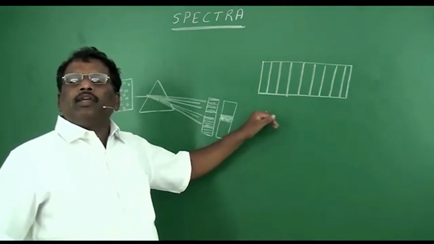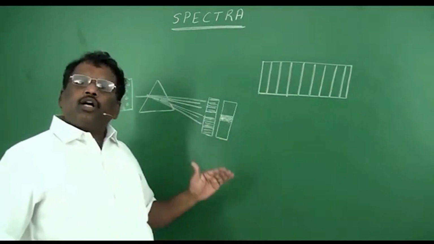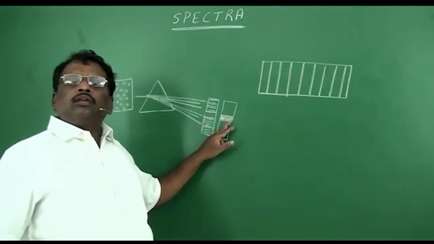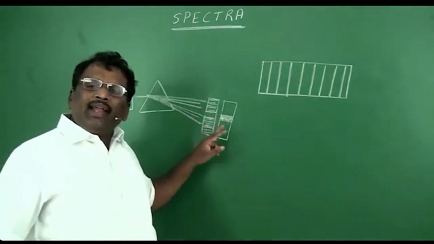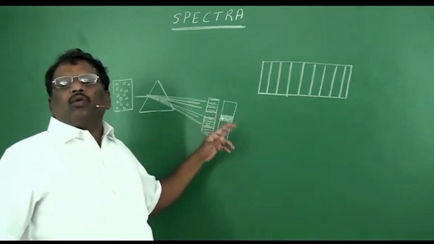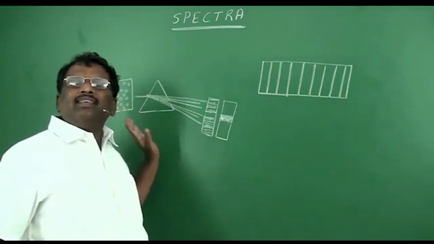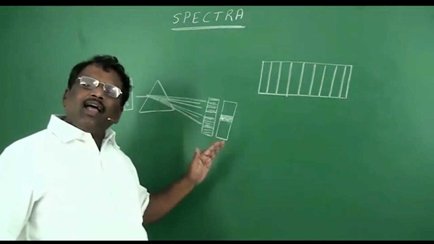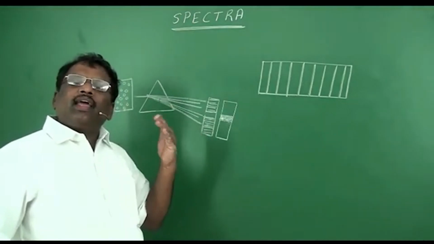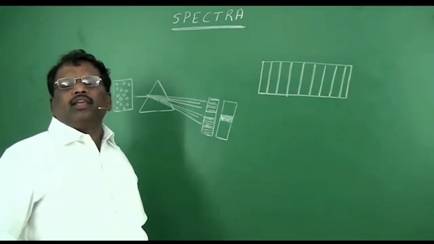This spectra is said to be emission spectra. Whether it is an emission spectra or an absorption spectra, both these spectra will indicate what wavelength of light was absorbed or emitted by these atoms. Basing on that, we can estimate the position of electron in an atom. This is regarding the spectrum.